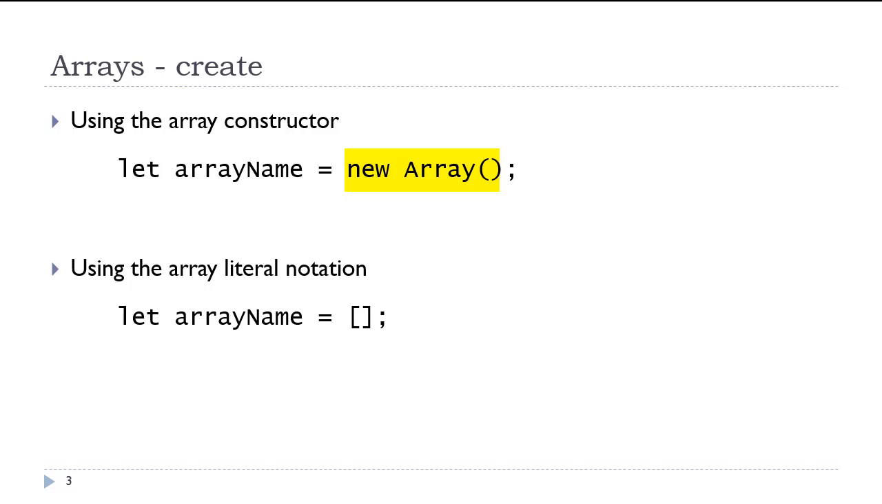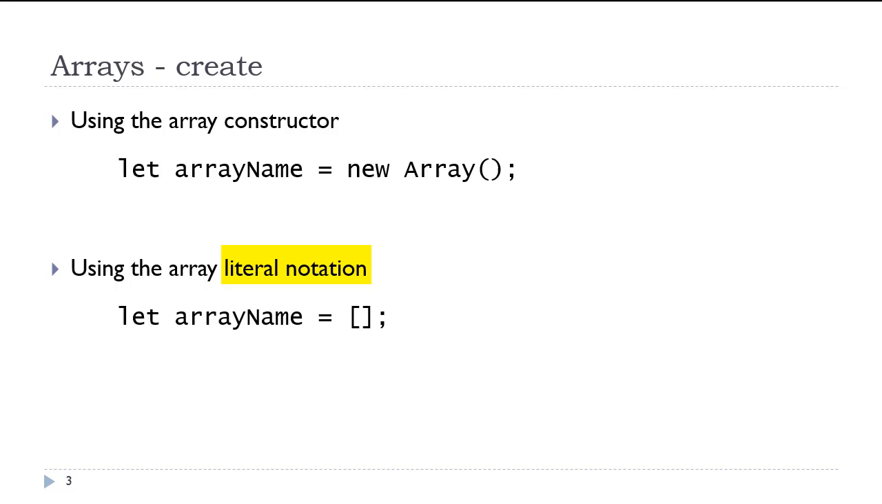Notice that is an uppercase A. This is the array object. And what we are doing, we are creating a new instance of that array object and storing it in the variable. So the new keyword is technically the constructor.